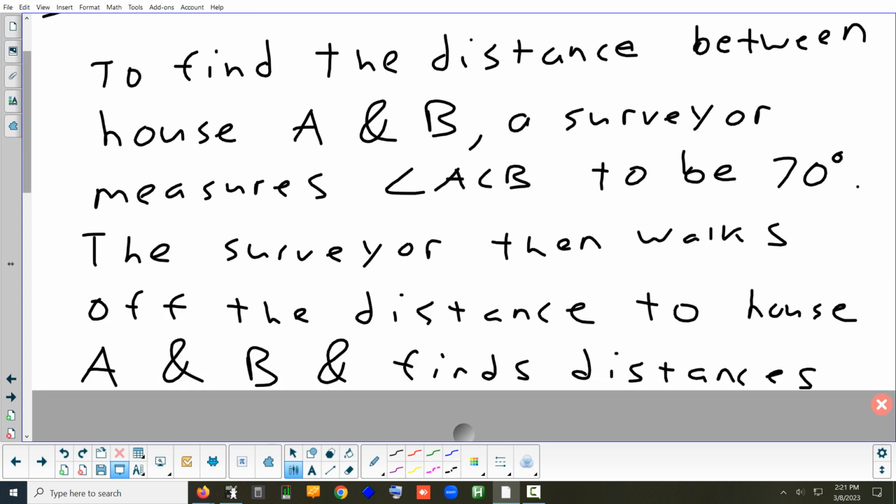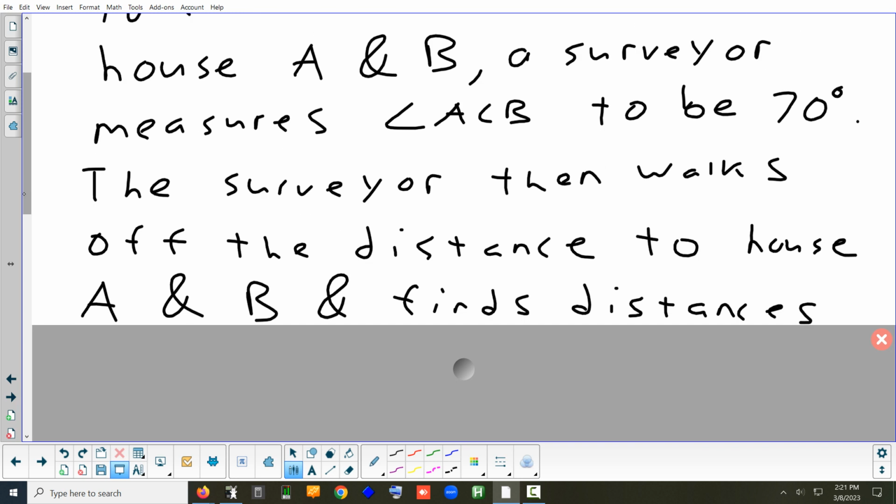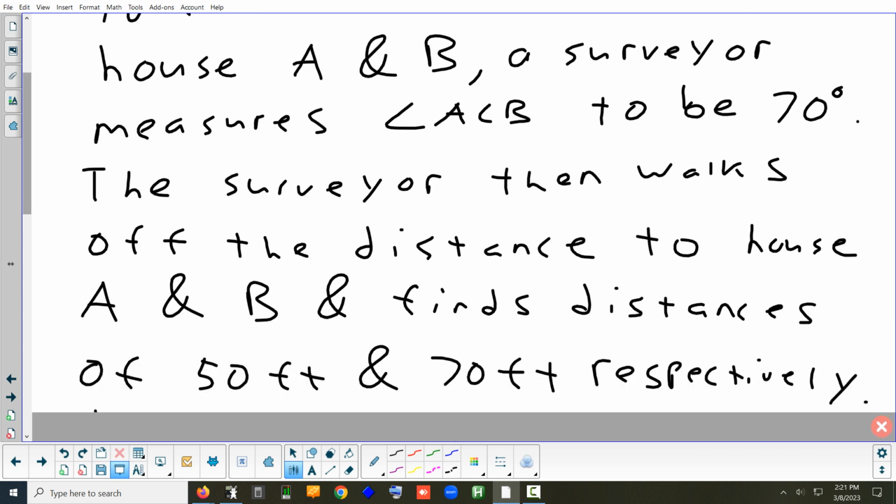So it says that. In this case, we're finding the distance between two houses. Angle ACB is going to be the angle where the surveyor is standing. So like in this room, would be if I drew a line to the file cabinets and to the calculators, what's the angle if those two lines come right back to me? And that angle is going to be 70 degrees. Okay. And then the distance to one of the things I'm looking at is 50 feet, and the distance to the other thing I'm looking at is 70 feet. What's the distance between the two?